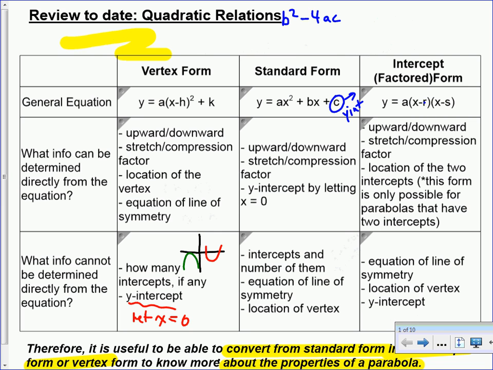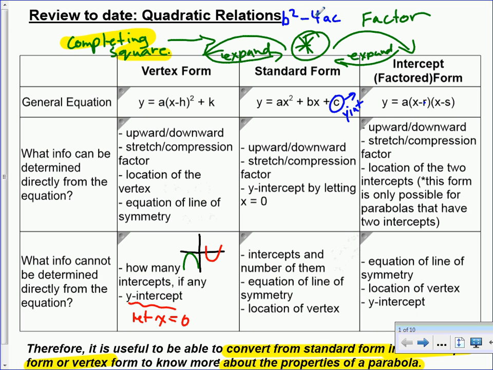Now, this one thing I'd like you to know. We studied expansions. Expansions can take something from intercept form into standard form. And from vertex form, we can also go back into standard form by just expanding. When we factor our standard form, we get our intercept form. But how do we go from standard form to vertex form? We call that completing the square, and that's what we have highlighted there.